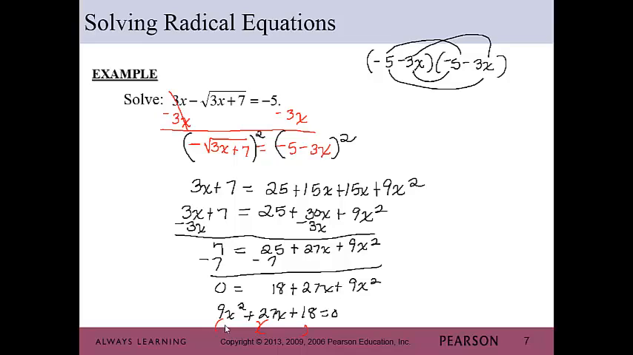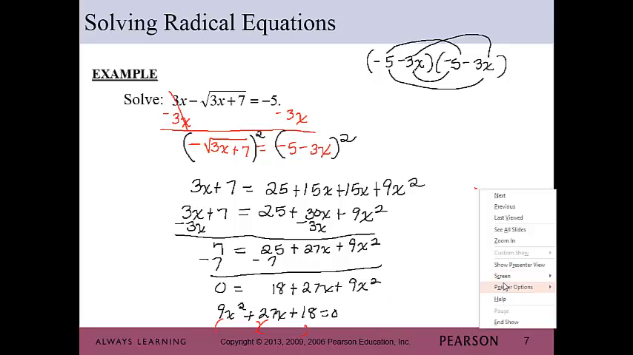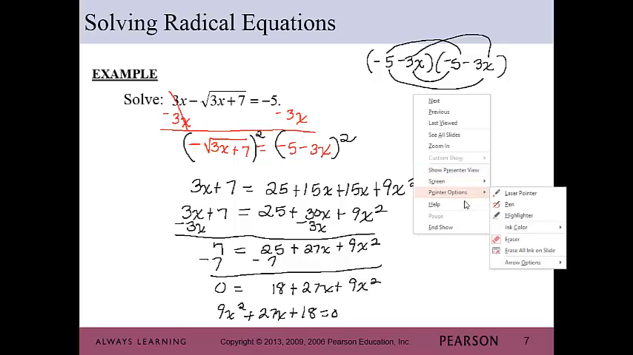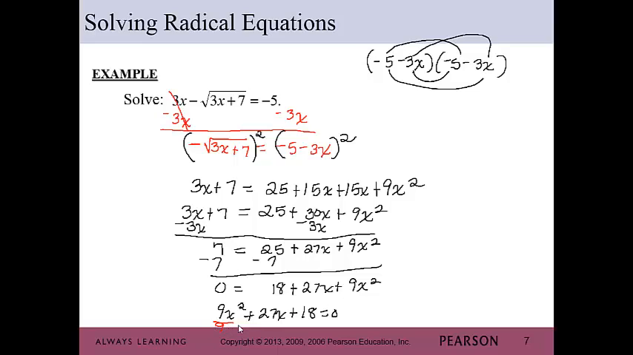So first thing you always should check for is to see if we need to factor out the greatest common factor. So yes, we can factor out a 9. So let me erase this. That's going to give you 9. Divide everything by 9. And when you do that, that'll give you 9 times x squared plus 3x plus 2 equals 0.